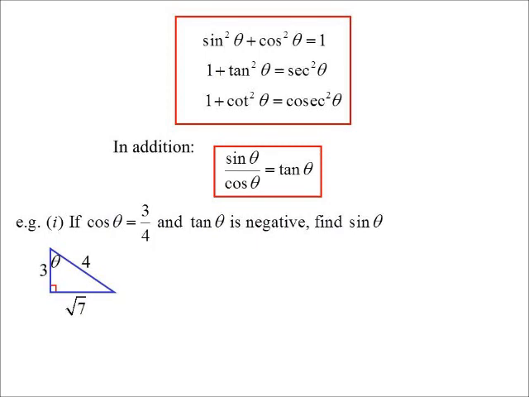Now, they've given me additional information. Tan theta is negative. So cos theta was 3/4, tan theta is negative, so I must be in which quadrant? In the 4th quadrant, sine is negative. So I'll read off my triangle, but it'll be negative root 7 on 4. I personally think that's quicker than using the trig identity.